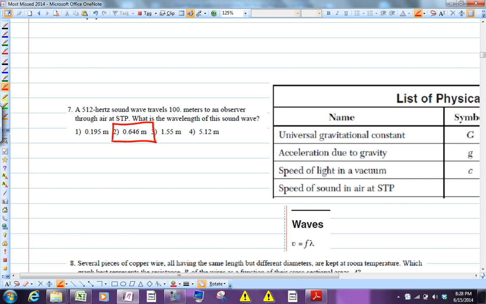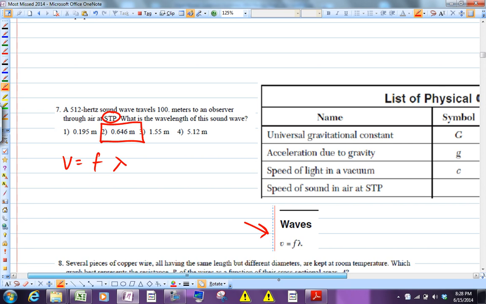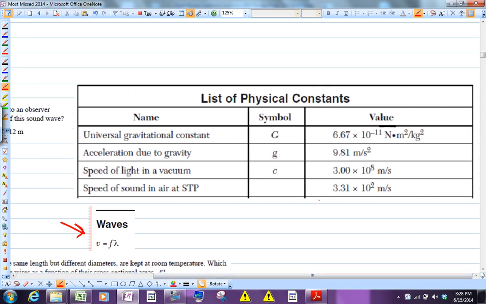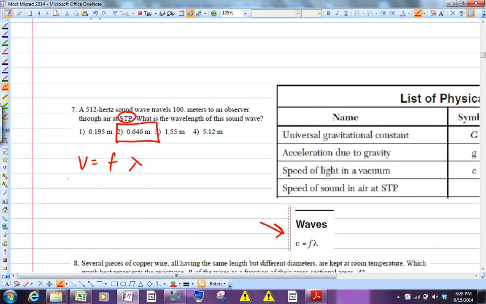7. The answer is 2. Now, this is actually a straightforward wave question here. V equals F lambda. STP sometimes scares people, but when you look on the first page of the reference table, you'll get the velocity of sound in air. So you just plug in the velocity, 331 meters per second equals the frequency, 512 hertz, times the wavelength, and you divide, and you will get the wavelength, 0.646.